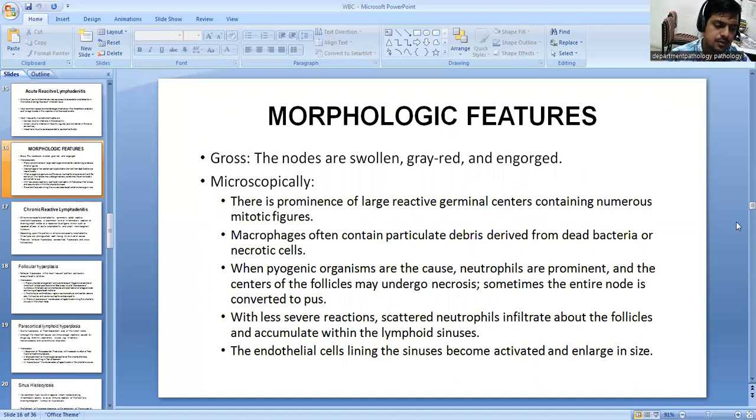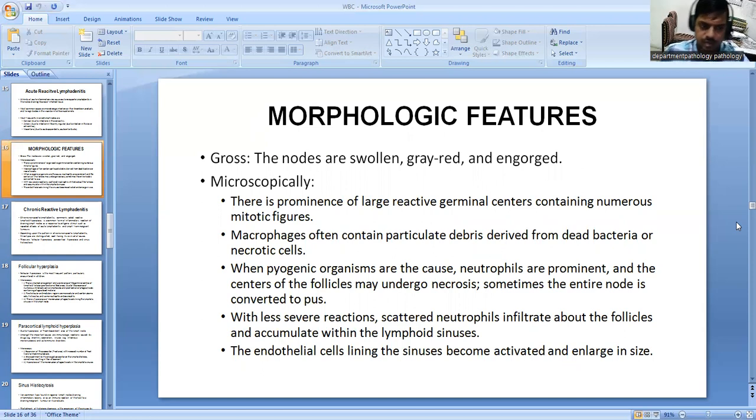Microscopically, there is prominence of large epithelial centers containing numerous mitotic figures. Macrophages often contain particulate debris derived from dead bacteria or necrotic cells. When pathogenic organisms are the cause, neutrophils are prominent. The centers of the follicles may undergo necrosis.